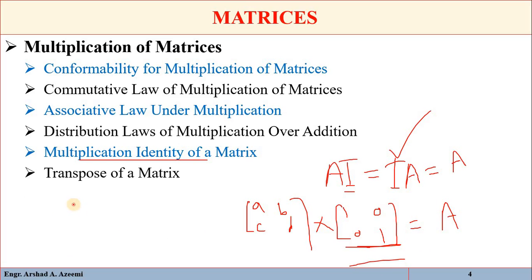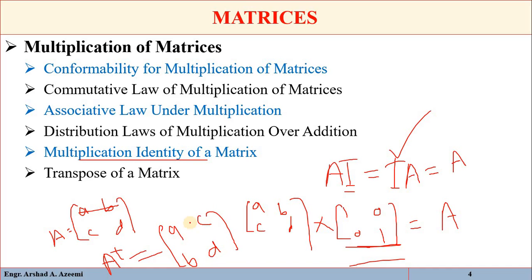The transpose of a matrix we have also discussed in exercise 1.2. Here, for example, if we have a matrix A with entries A, B, C, D, then its transpose is represented by A to the power T, and the rows will be converted into columns. This row A, B will be written like this as a column, and the other row will also be converted into a column. So this will be the transpose of matrix A.